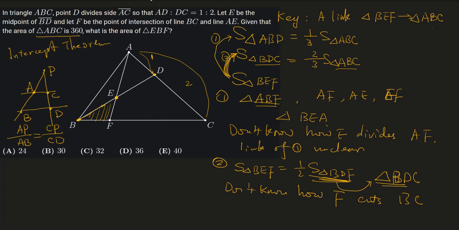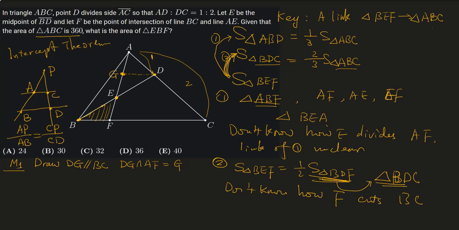Now, let's call this method 1. Here, we draw DG parallel to BC, and DG intersects AF at G. So let's draw the line so you have a better idea. It's like this. We call this line segment DG.